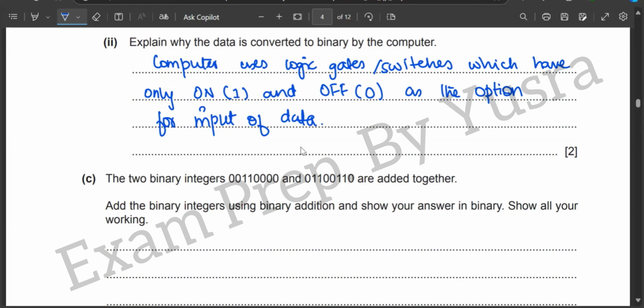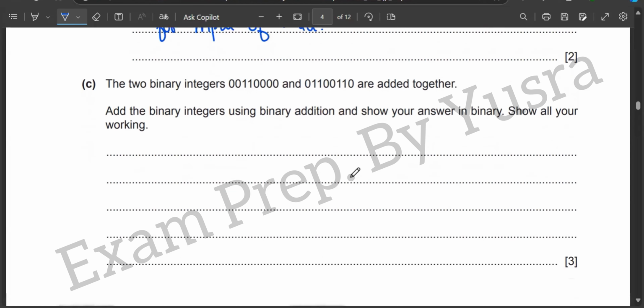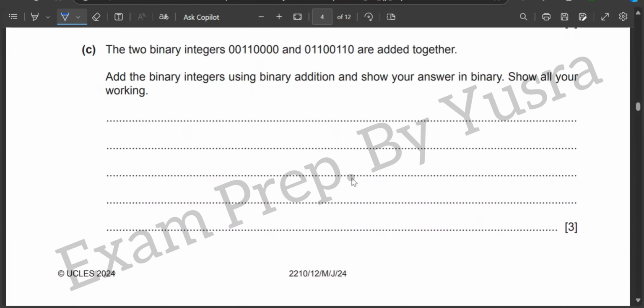The computer uses switches, and switches have only two options. You can either switch it on or off. On means 1, or we also call it high. Off means 0, and we also call it low. So which is why we need to convert the data to binary so that the computer can understand it.